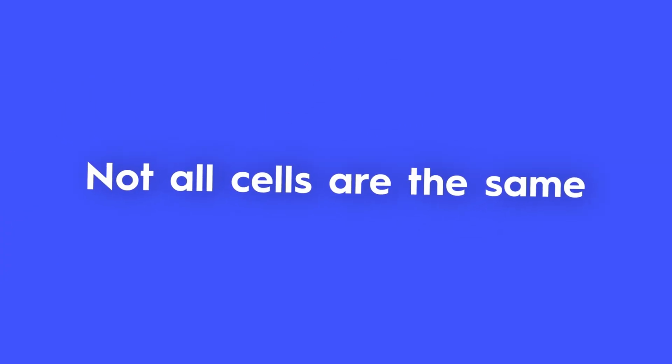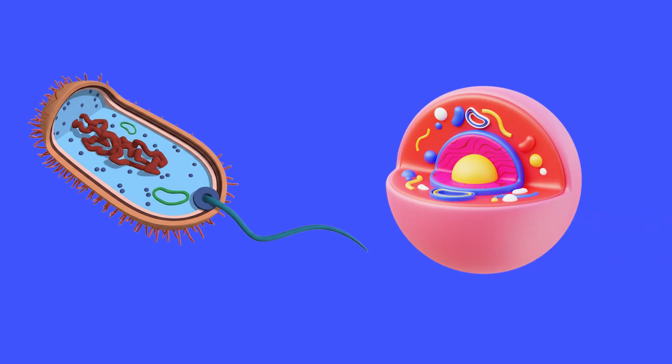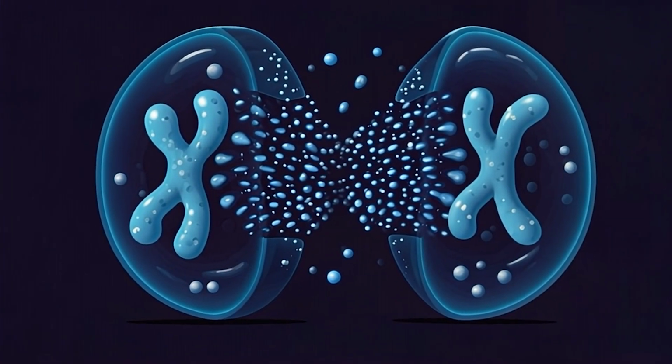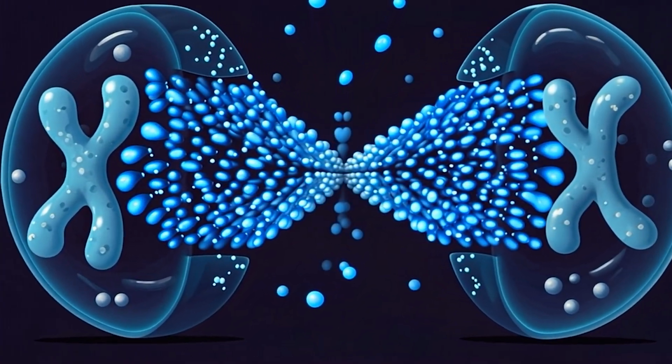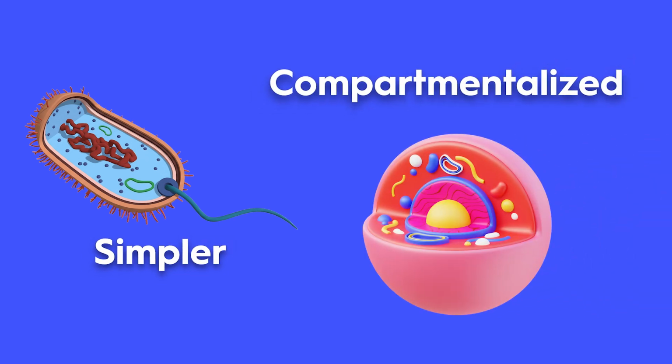Stepping back, not all cells are the same. Prokaryotes lack membrane-bound organelles, while eukaryotes, plants, animals, fungi, have compartmentalized interiors for efficiency. In short, cells are life's smallest working units. Membranes regulate traffic. Organelles make materials, package them, and supply energy. And division supports growth and repair. Prokaryotes are simpler, eukaryotes are compartmentalized, and plant and animal cells differ in key features.